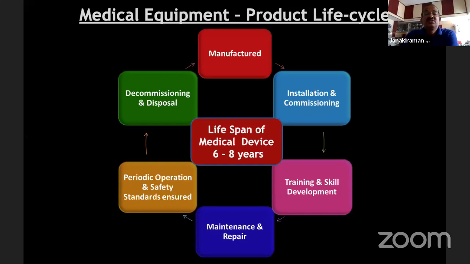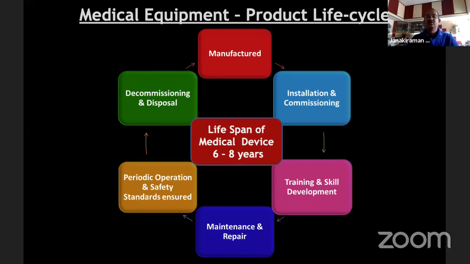The life-saving machines, the medical devices are manufactured, and most of the people there, the design engineer, the product engineer, most of them are biomedical engineers. So it comes to installation and commission. The biomedical engineer does this. A trained biomedical engineer does the installation, and he does the commission, and he checks the performance of the machine, and he gives the quality assurance before putting it on a patient.